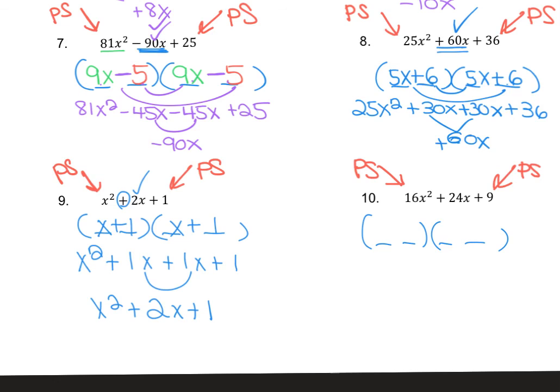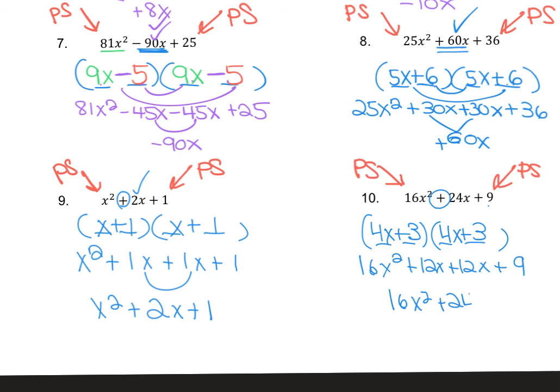Final one, I get 4x and 4x. I get 3 and 3 from my 9. Positive in the middle, so I'm going to get both positives. Checking my work, I get 16x squared plus 12x plus 12x plus 9. I get 16x squared plus 24x plus 9, and that checks.